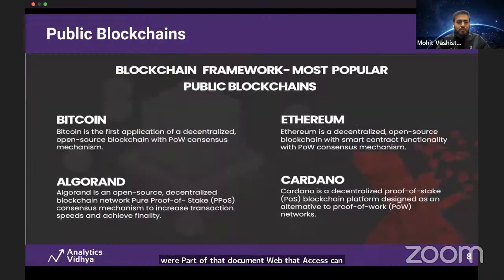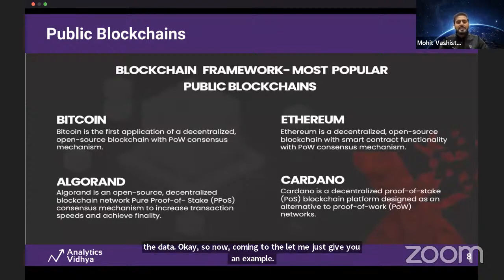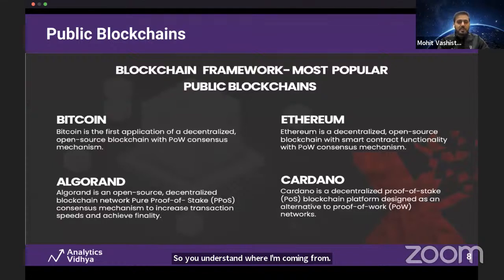Now let me give you an example so you understand where I'm coming from. These are examples of public blockchains, where anybody can join the network. Bitcoin is an existing network where you can join. The same goes for Ethereum, Algorand, Cardano, and a lot of others like Polygon and Binance Smart Chain. If it is public, you can simply join it.